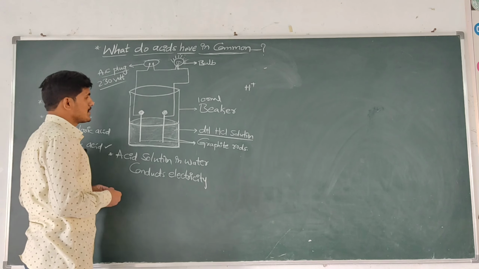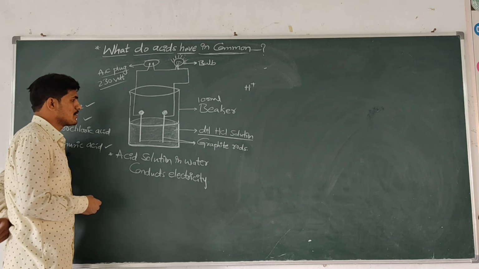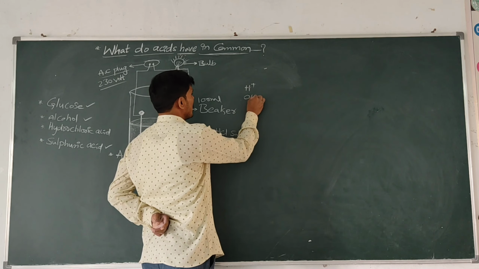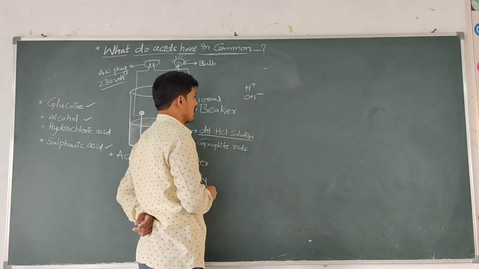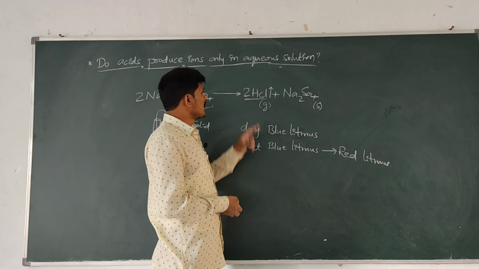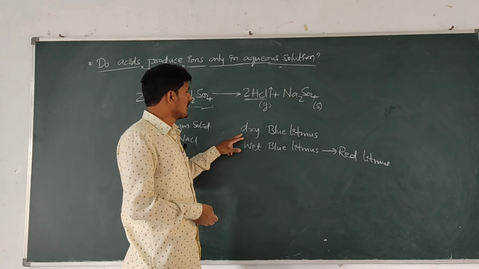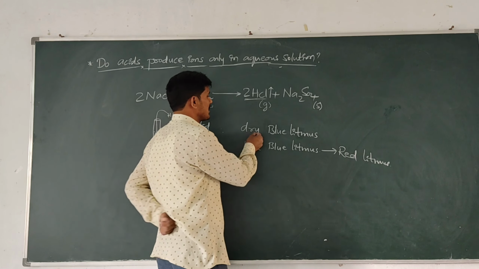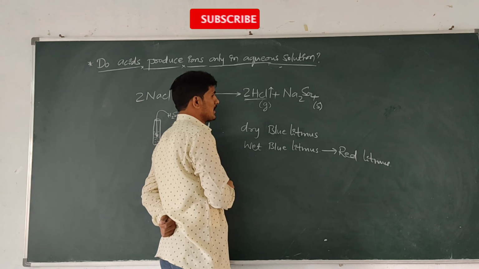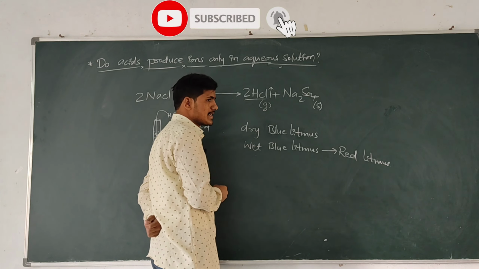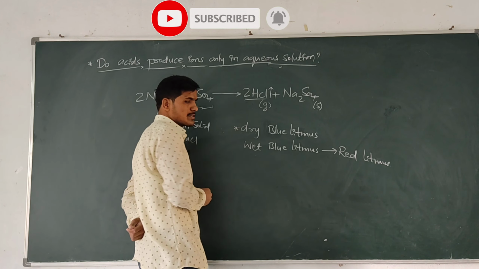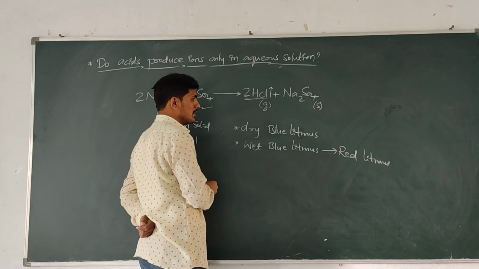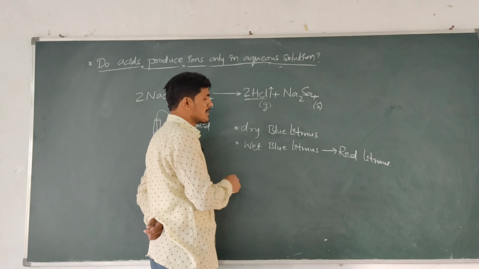When we add basic solutions into the beaker and the bulb glows, it will produce OH- ions. In this, HCl gas is evolved, and we bring dry litmus paper and wet litmus paper. When we bring dry litmus paper to the evolved hydrochloric gas, while it is present in the gaseous state, there is no change in the dry litmus paper. When the evolved gas is in the liquid state, the wet blue litmus paper turns red.